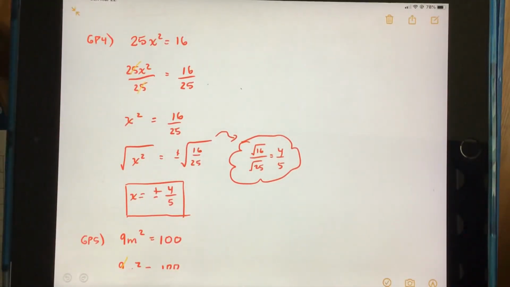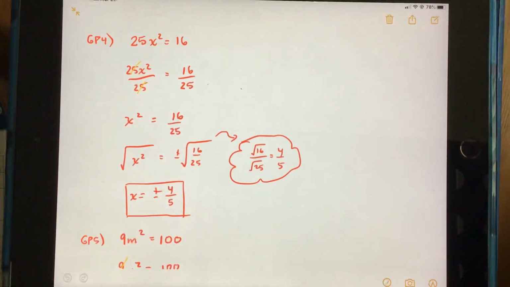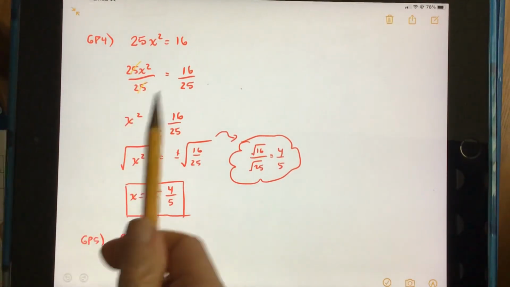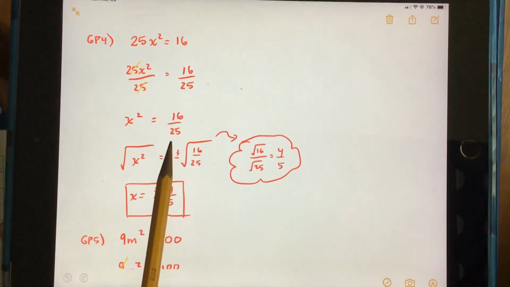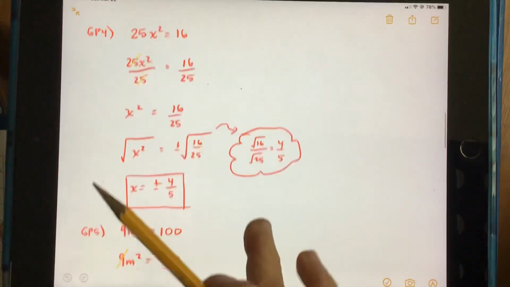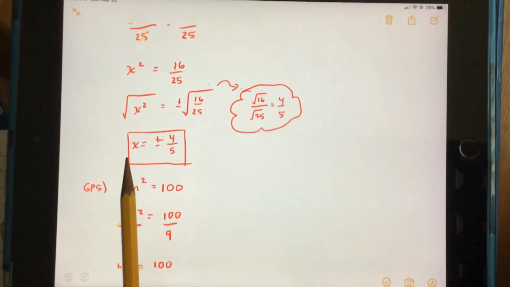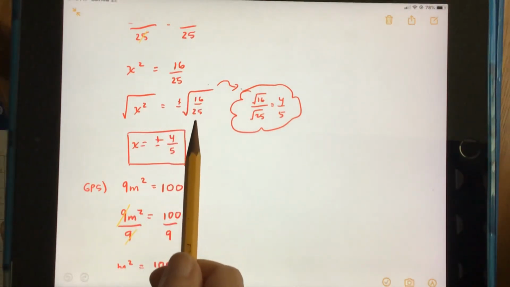25x squared equals 16, so our first job will be to divide both sides by 25. Remember, we want to get that x squared by itself before we take the square root of both sides. So that's why we're dividing by 25 on both sides first. That will give us x squared is equal to 16 over 25. And then we say, well, we need to undo this square, so we're going to take the square root of both sides, to give us our x, and then we have over here both a positive and a negative square root of 16 over 25.